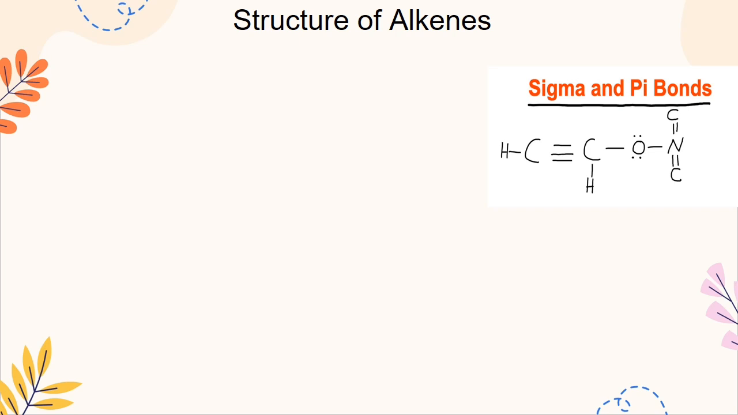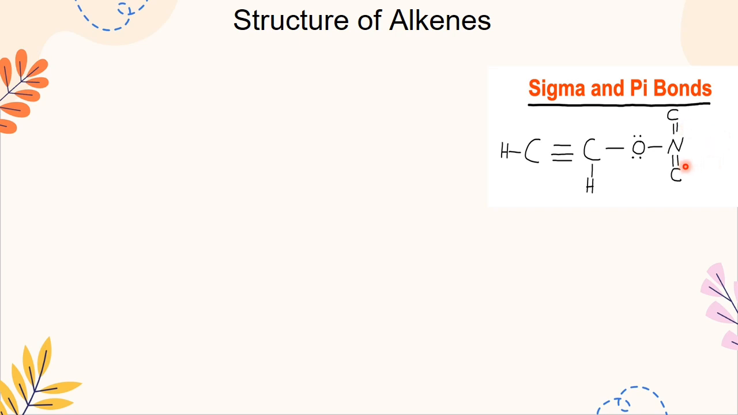Okay, so let's quickly talk about the sigma and pi bond. Looking at the structure we have here, we can easily determine the number of sigma bond and the number of pi bond. For instance, if you are asked to determine the number of sigma bond and pi bond in this structure, how can you go about it? First, you should know that all single bond, they are sigma bond. So this is a single bond, this is a single bond, they are all sigma bond.